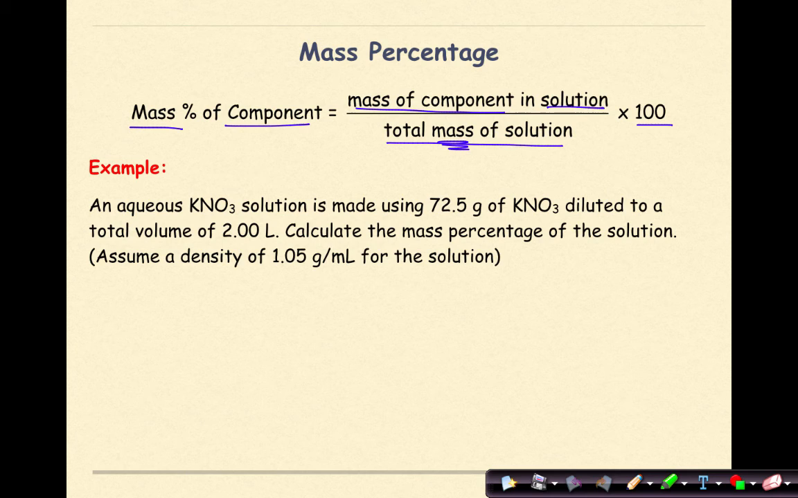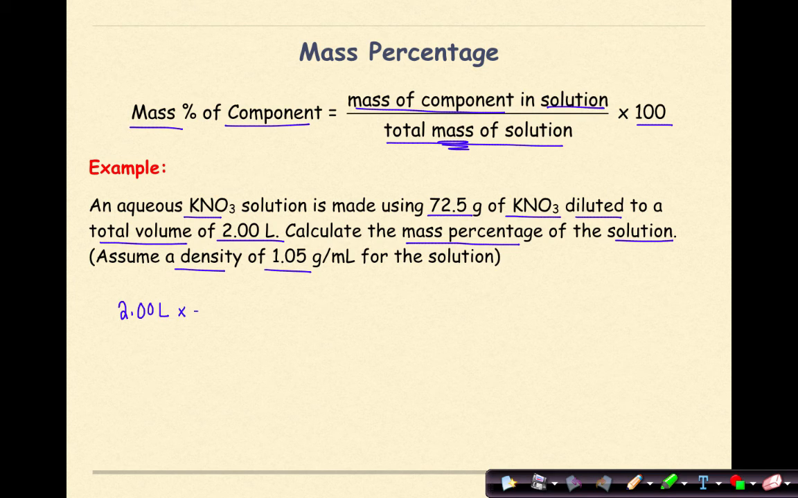An aqueous potassium nitrate solution is made using 72.5 grams of KNO3 diluted to a total volume of 2 liters. Calculate the mass percentage of the solution. Assume a density of 1.05 grams per 1 milliliter for the solution. We're going to start by taking our total volume, which is 2.00 liters, and what we need to do is convert that into a mass.